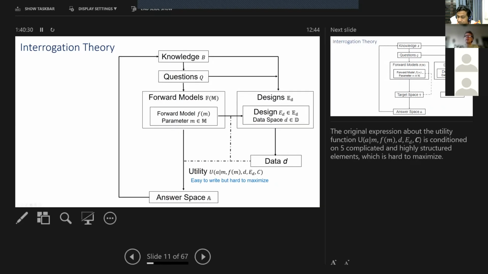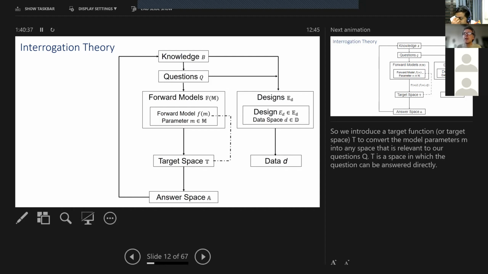So what we've done in interrogation theory is introduced an interim step, an interim space called the target space. We define a target function T, which takes any particular model M and converts that into some value in the target space, or set of values in the target space. The key property of that target space is it's as close as possible to the answer that we want. At the very least, it's relatively easy to answer the question from the values in that target space.